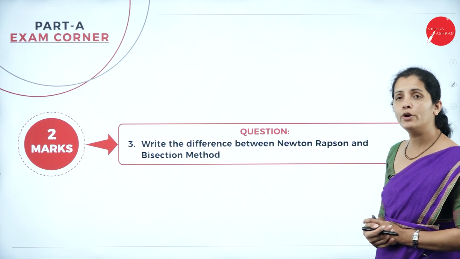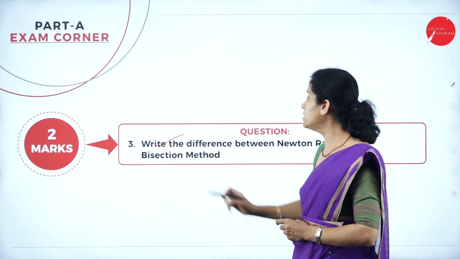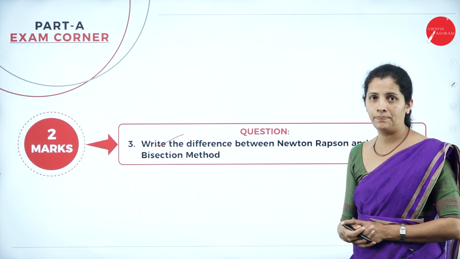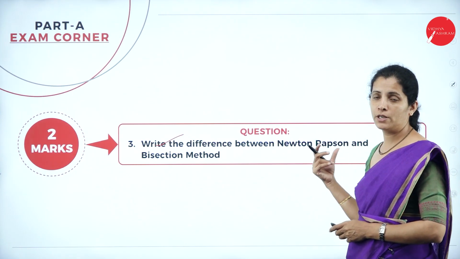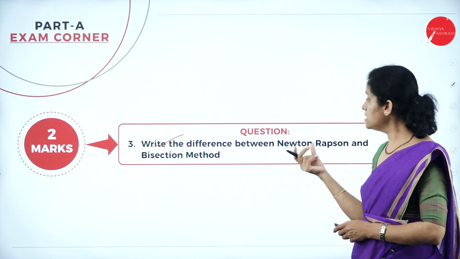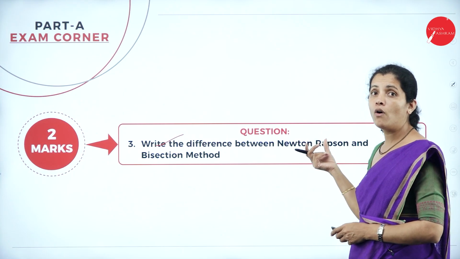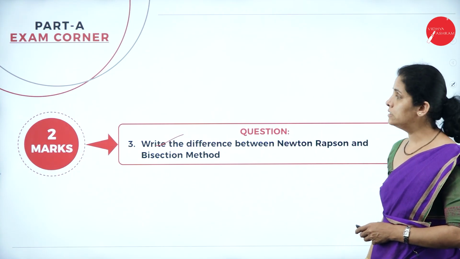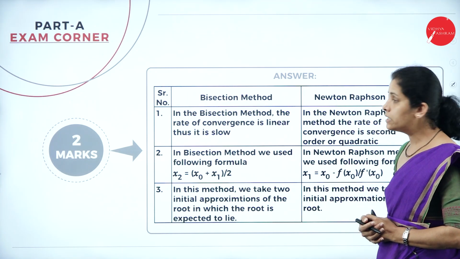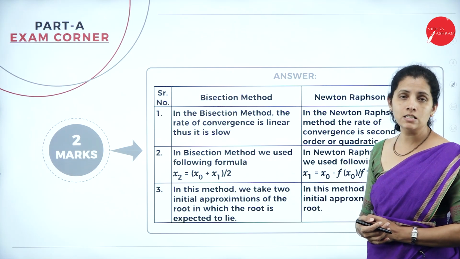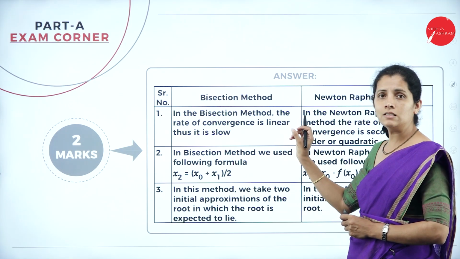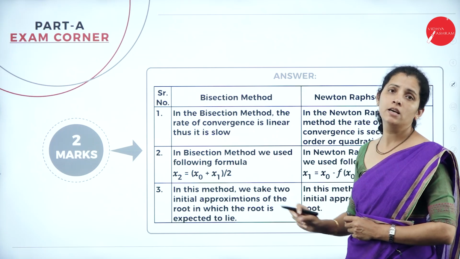Now dear student, moving on to third question. Write the difference between Newton-Raphson and bisection method. So I want to write the difference between Newton-Raphson as well as bisection method. So these two are the types of iteration method. Now, what is bisection method? The rate of convergence is linear. If I consider bisection method, the rate of convergence is linear, so it is very slow.